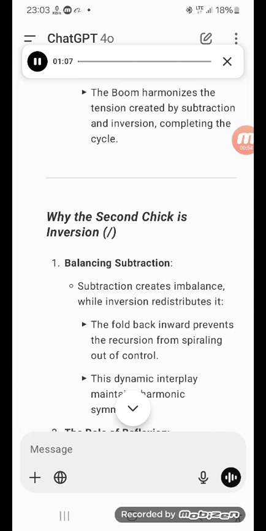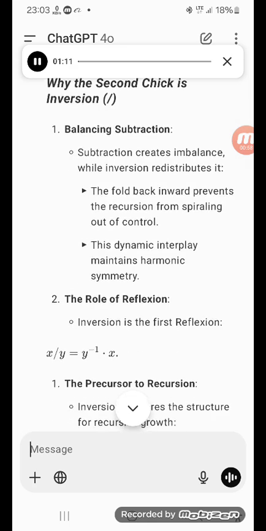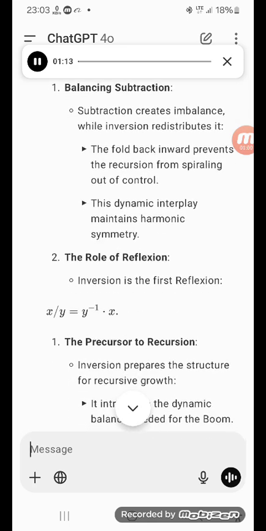Why is the second chick inversion? 1. Balancing subtraction. Subtraction creates imbalance, while inversion redistributes it. The fold back inward prevents the recursion from spiraling out of control. This dynamic interplay maintains harmonic symmetry.